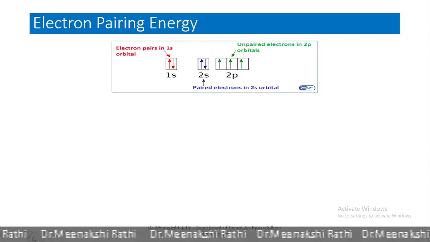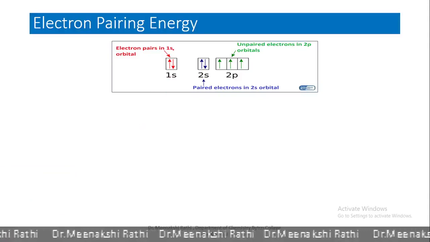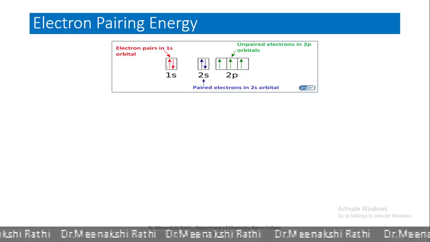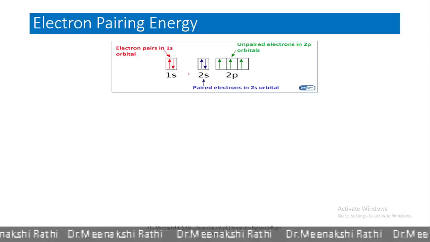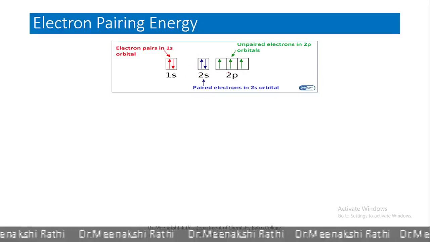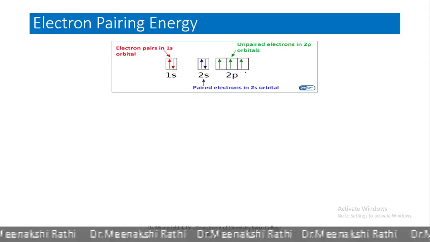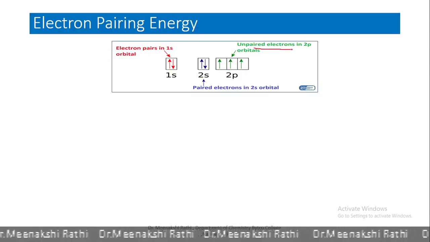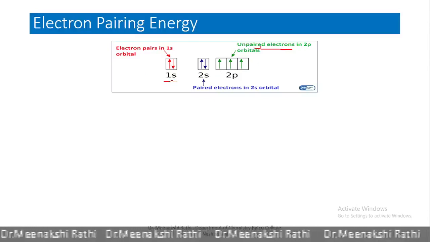Now see here in this diagram, you can see that in this electronic configuration, the electrons which are present in 1s orbitals are paired. They have anti-parallel spin. The electrons in the 2s orbital are also both paired, but in the 2p orbitals there is a single electron in each orbital, and such electrons are called unpaired electrons. So I guess now you understand what is meant by paired and unpaired electrons.